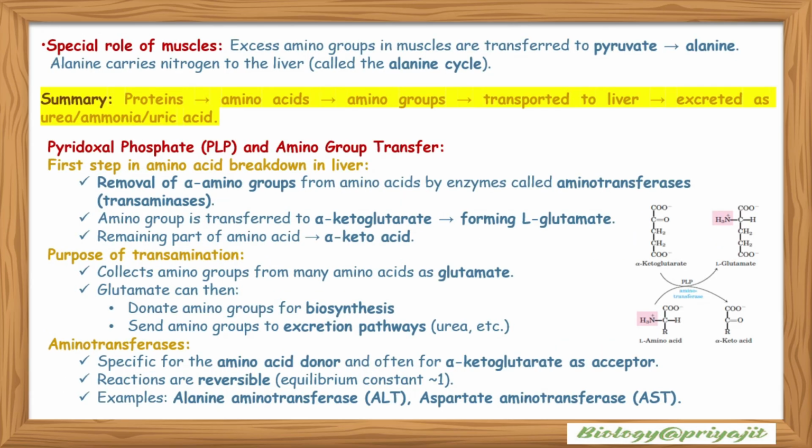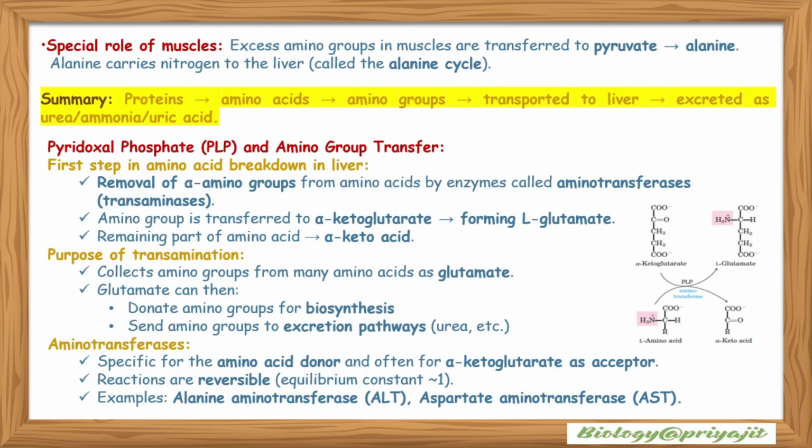Special role for muscles: the excess amino groups in muscles are transferred to pyruvate. It will produce alanine. Then alanine carries nitrogen to the liver, and this is also called the alanine cycle. Proteins will be converted into amino acids. Then the amino groups of the amino acids will be transported to the liver and excreted as urea, or ammonia, or uric acid.